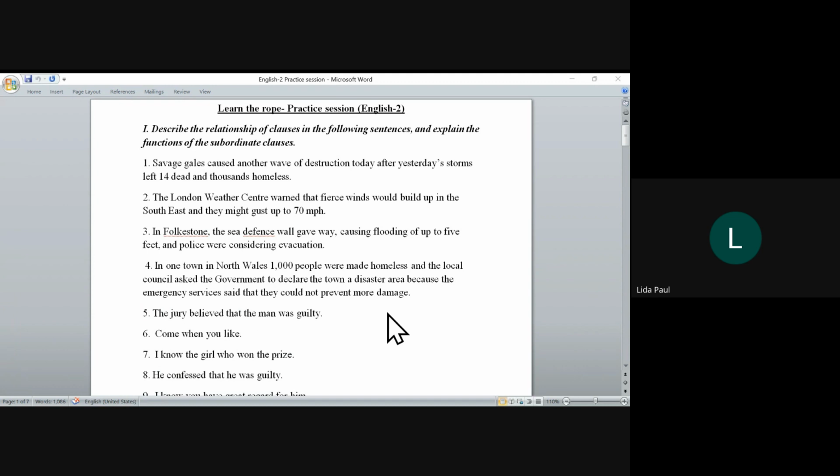So the first question here is on describing the relationship of clauses in the following sentences and the functions of the subordinate clauses. So describe the relationship basically just means you need to identify the subordinate clause and also say what kind of clause they are, right? Noun, adjective, adverbial, so on and so forth.